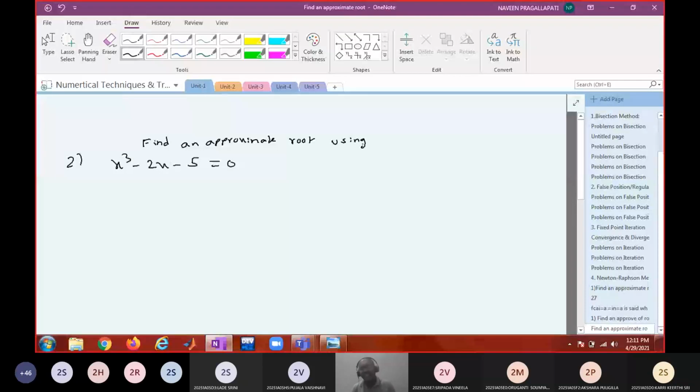See, all these are iteration methods. Bisection is an iteration method, false position is an iteration method. But in exams, if somebody asks you to solve by the iteration method, that means you are asked to apply the fixed point iteration method. You understand? So iteration method by default means fixed point iteration method only.